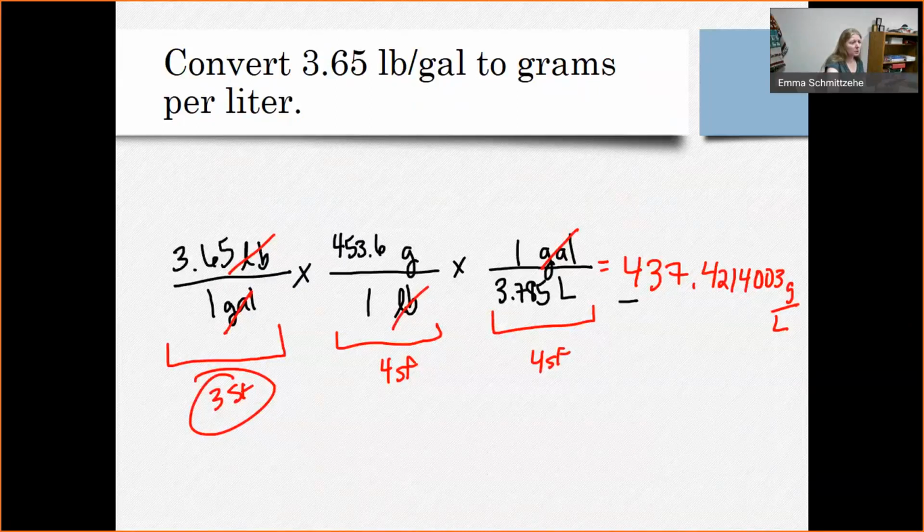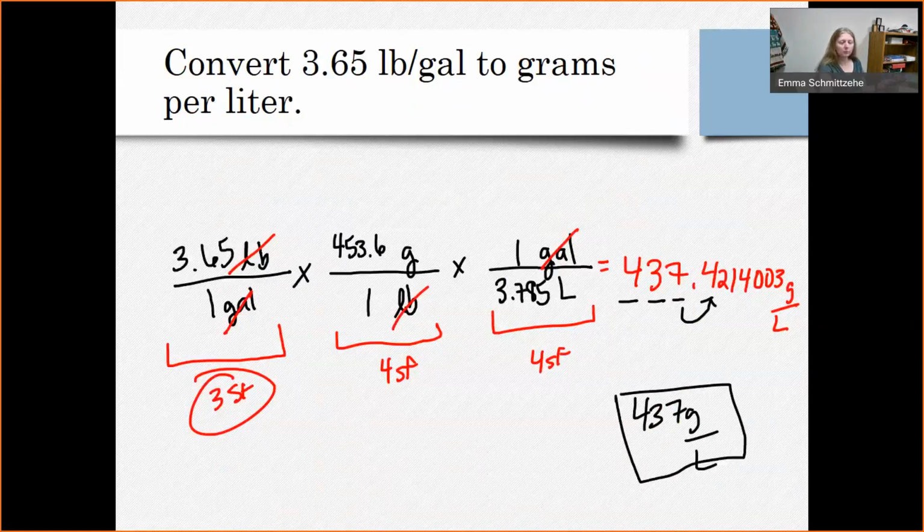And so the 4 is significant, the 3, the 7, and if you look to the right of the 7, you have a 4, so that's not going to affect it. So you would have 437 grams per liter. There we go.